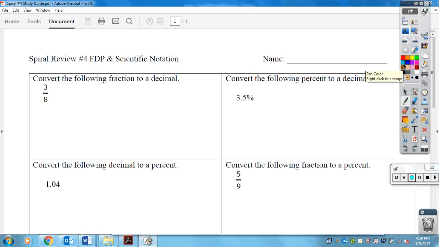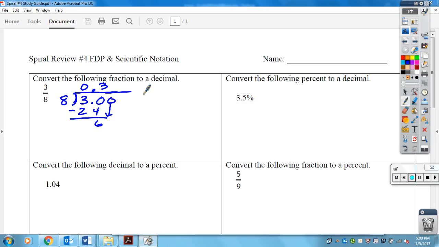In order to convert a fraction to a decimal, this line means divide. Which number goes to the inside? The top goes to the inside, 8 on the outside. 8 does not go into 3, so we add a decimal and line them up. 8 does go into 30 3 times, it's 24 with 6 left over.